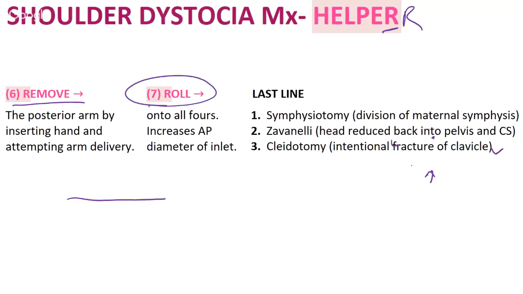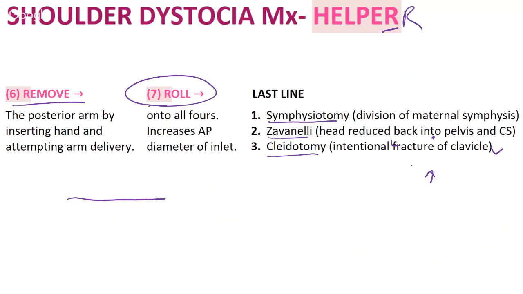So then our last line, if none of this ever works, you can divide the maternal symphysis to try and increase that diameter. You can do a Zavanelli, which I think, as Roland was alluding to before, where you push the baby's head back in, but just like he said, is associated with a lot of morbidity and lots of mortality. It's not something that you want to do. Or you can do a cleidotomy.